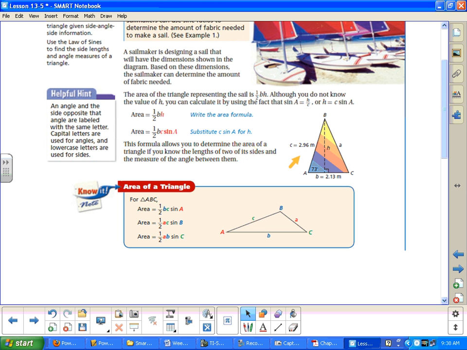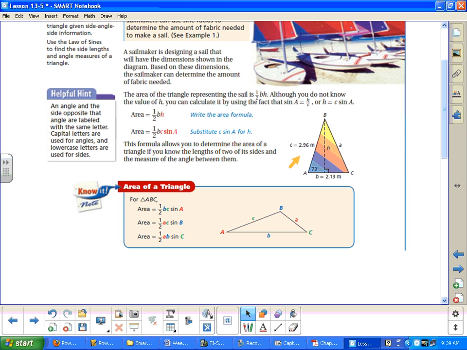We've got this triangle here that's not a right triangle. They give us the value of side C, which is 2.96. They tell us that angle A is 73 degrees and that the base is 2.13 meters. So this might be a sail. And I need to find the height of the triangle to be able to find the area.